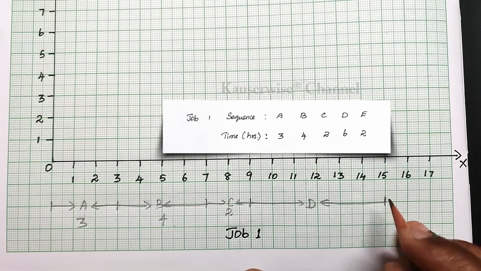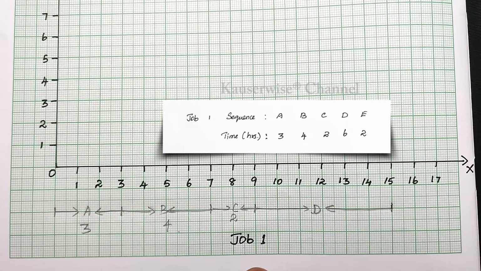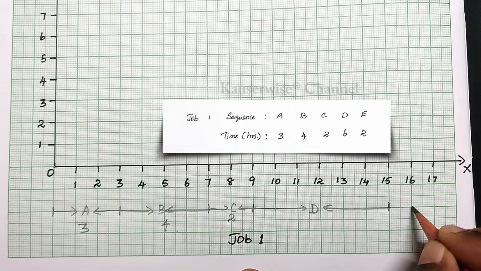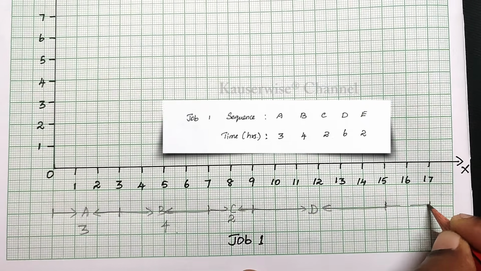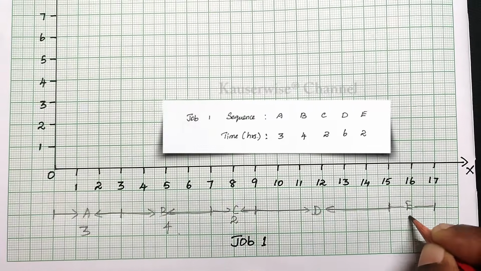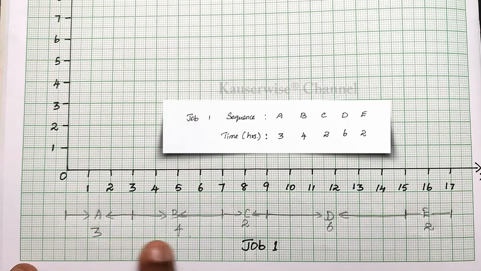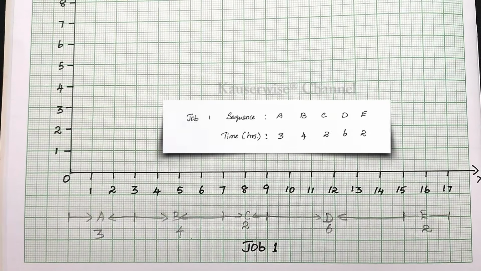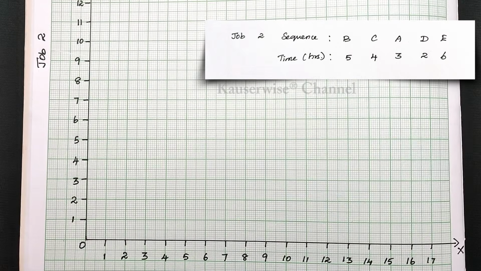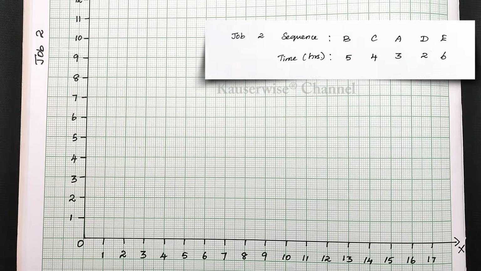Then the last sequence is E. Duration is 2 hours. So start from here, 1, 2. So this is the duration for machine E, that is 2 hours. After laying out the machines for job 1, we need to do the same thing for job 2. Now see the first one, machine B.